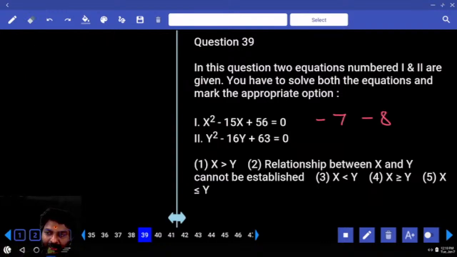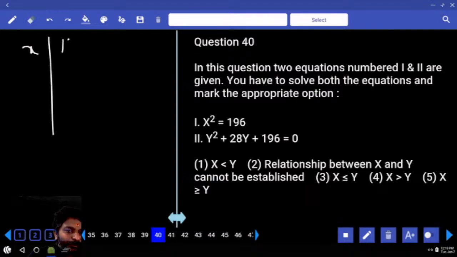Minus 7 minus 8 combination. Minus 7 minus 9 combination. Correct. Do you have any denominators coming there? No. Then minus 8 lies in between these two numbers. Without going to actual factors, in combination itself we can conclude the answer. Relation cannot be established.